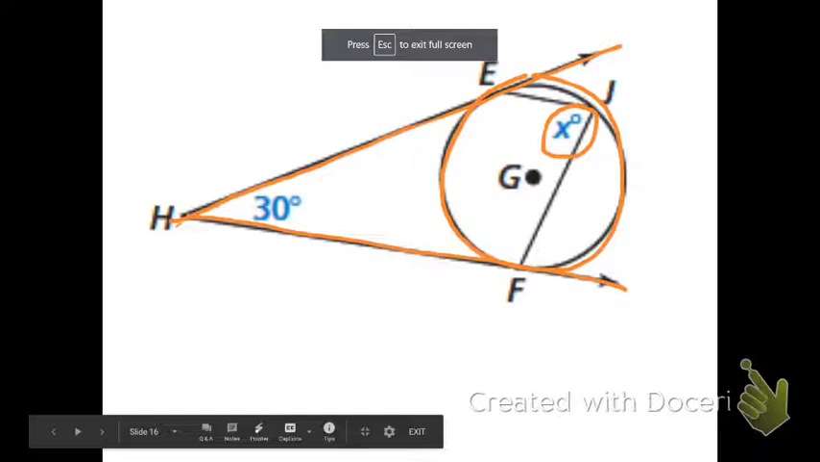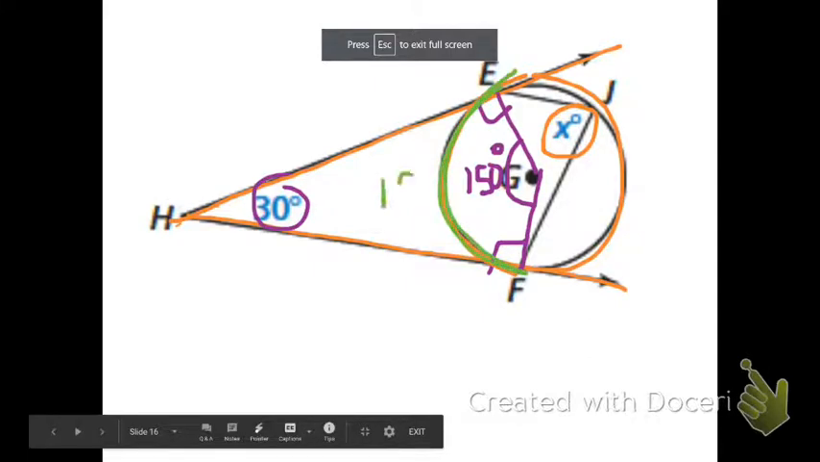Well, although it's not drawn, you could draw two radii right here and here, and you could figure out that this angle is 150 degrees. Because of what we just learned in the previous video, or you can also just look at HEGF as a quadrilateral, subtract 90, 90, and 30 from 360, and you get 150. So that tells us that this angle here is 150.